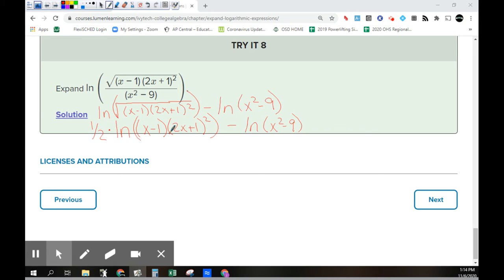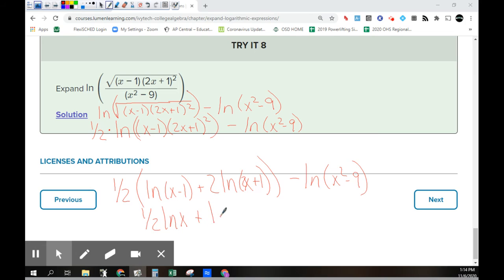And now I'm going to split this product into two different logarithms. So when I use that 1/2, it has to hit both the logarithms. So I'm going to put parentheses. I'm taking out one thing and replacing it with 2, so parentheses are a good idea there. So natural log of x minus 1, plus 2 natural log of 2x plus 1. There's my big parentheses, and then I have to make sure I carry along x squared minus 9. Now I can put that 1/2 in. So my final answer is 1/2 natural log of x minus 1 plus 2 natural log of 2x plus 1 minus natural log of x squared minus 9.